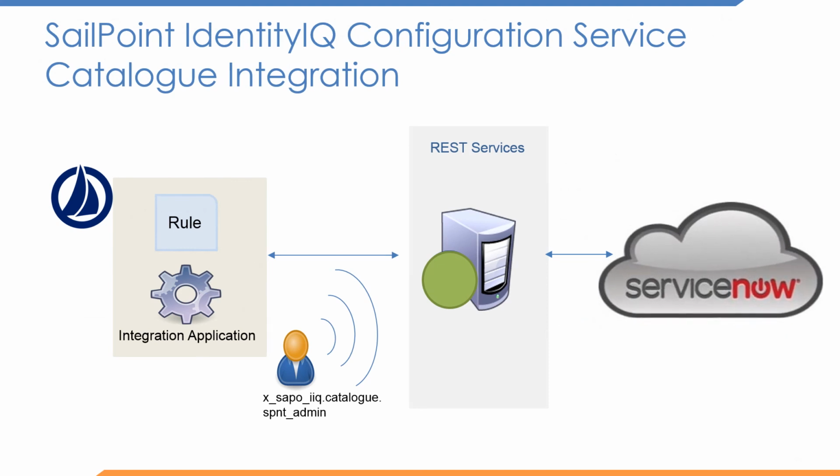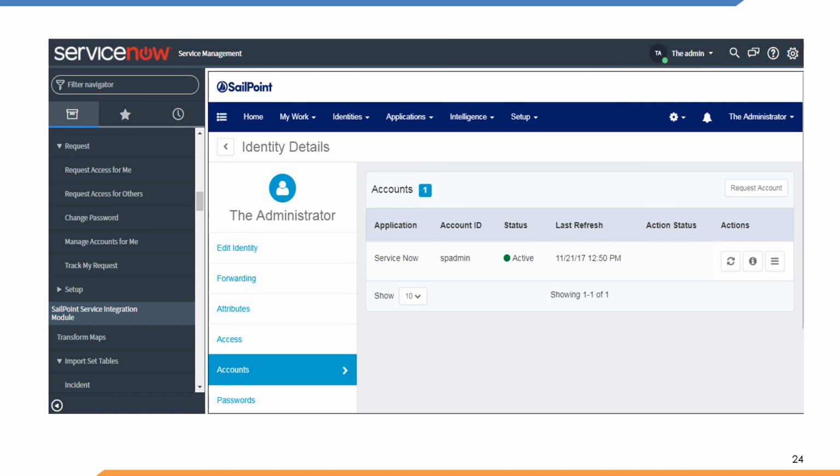At the SailPoint IdentityIQ site, we will create a rule with an integration application which will use the IIQ catalog admin role to access the MID server through REST services. And we have to configure the service catalog application properties for the SailPoint instance by using system administrator credentials at the ServiceNow site. Here you can see the SailPoint ServiceNow catalog integration with SailPoint.